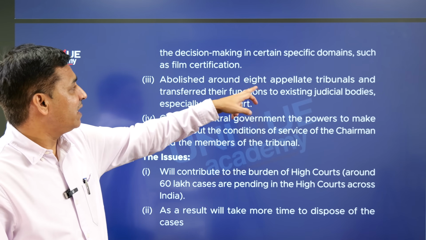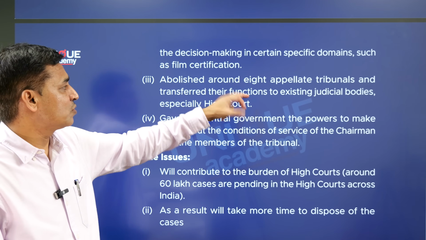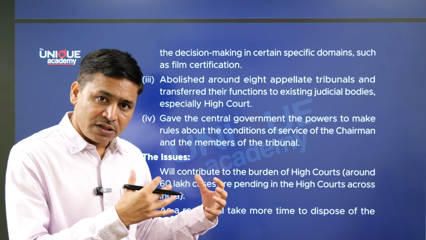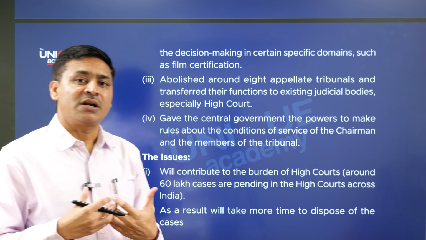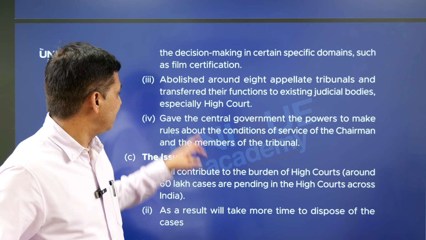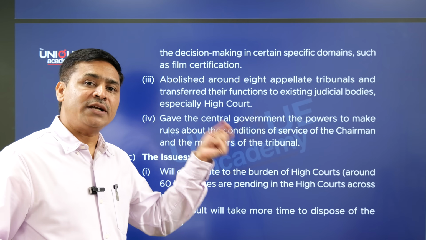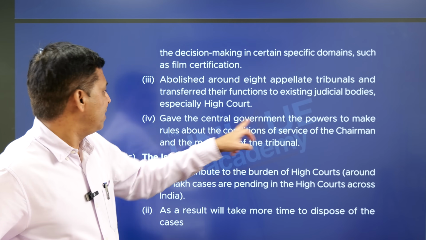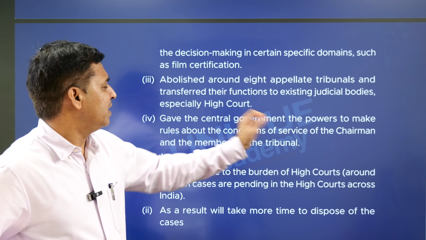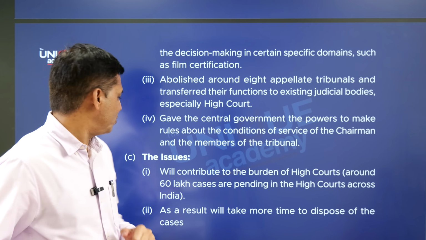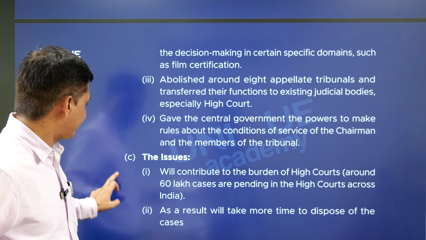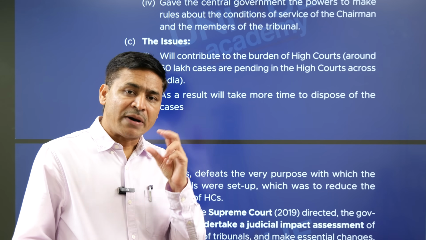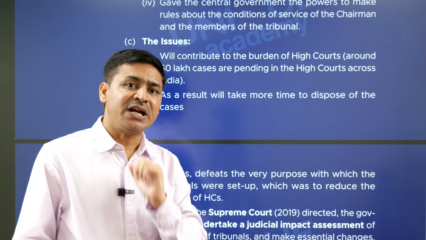Now, abolished around 8 appellate tribunals and transferred their functions to existing judicial bodies, especially the High Court. Now, that is where the recent reforms reflect certain concerns. And this is another concern because it is going to add to the burden of the High Courts. Then give the central government the powers to make rules about the conditions of work of the chairman and the members of the tribunals. Now, look at the issues. So we just pointed out 4 important parts of the recent reforms pertaining to the administrative tribunals.